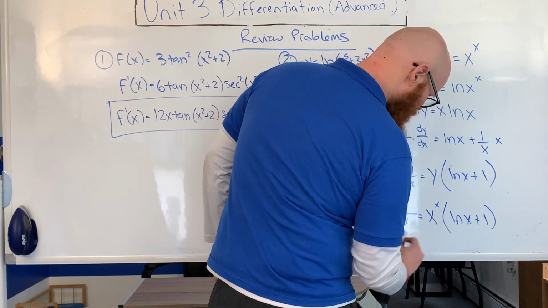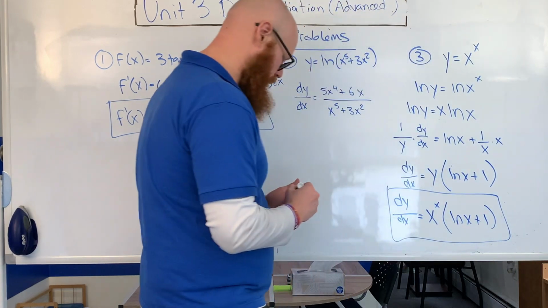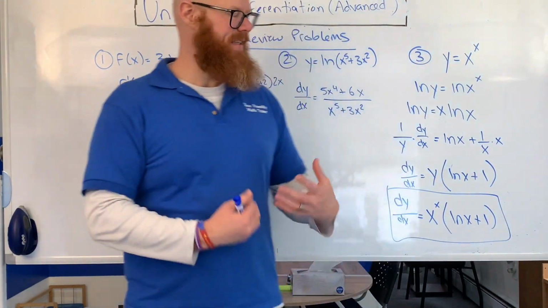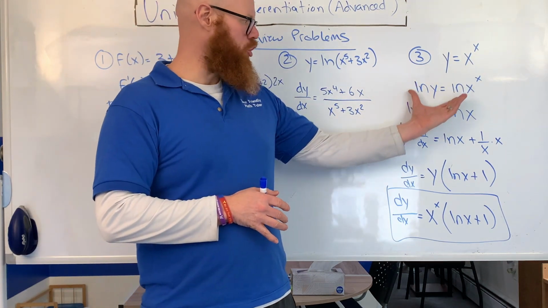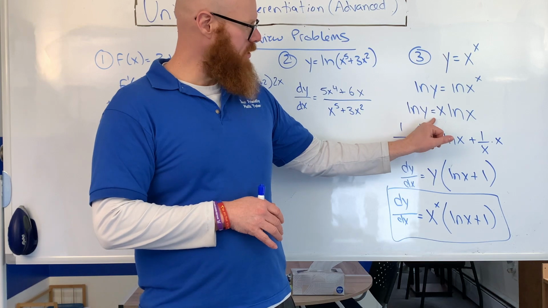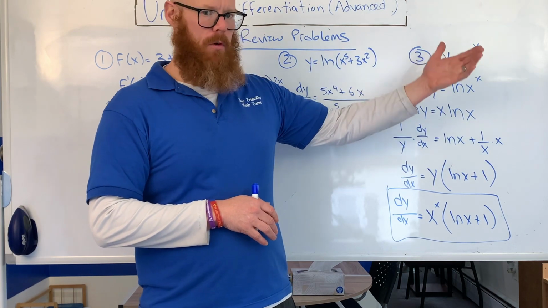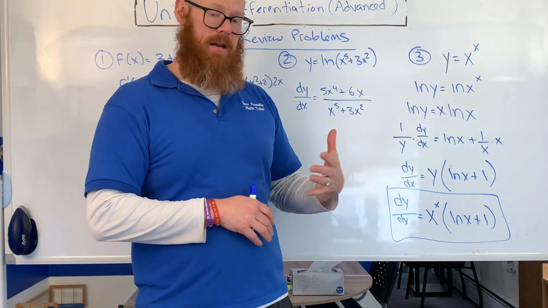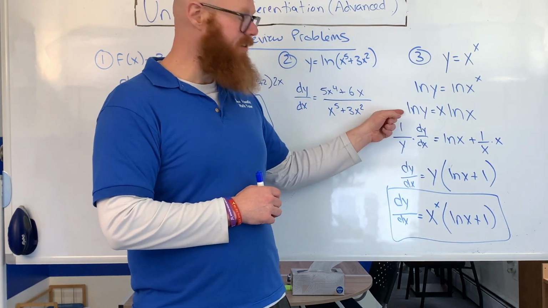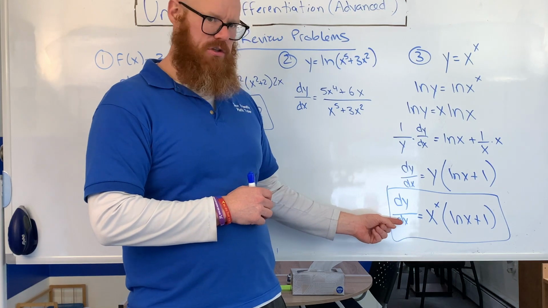All right. So if you have a variable in both the base and the exponent, we use this thing called logarithmic differentiation. So in 2 steps, you don't do any calculus. You just get it to the point where we don't have a variable in the exponent by taking advantage of our log properties. And then you use implicit differentiation to finish the problem.